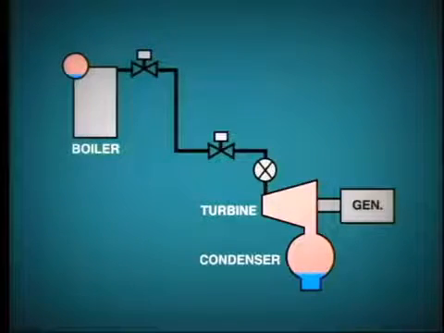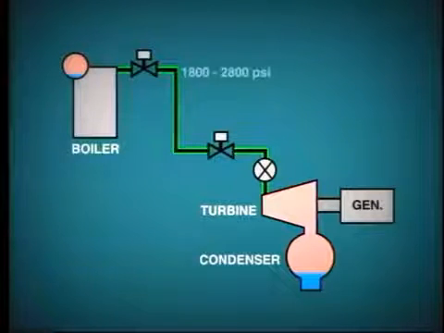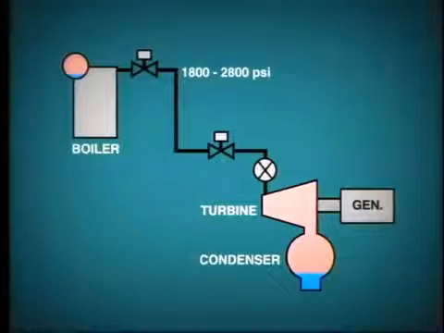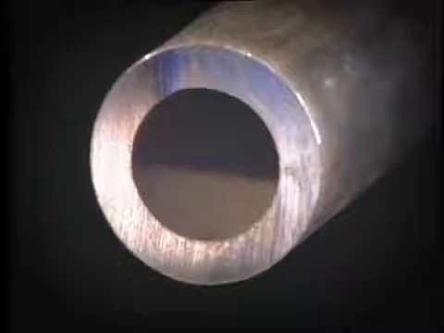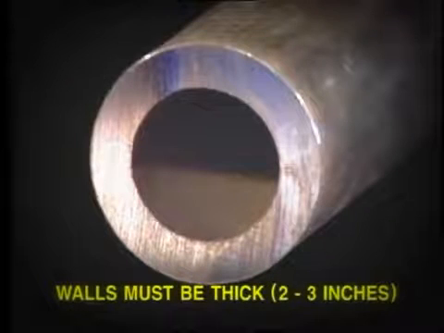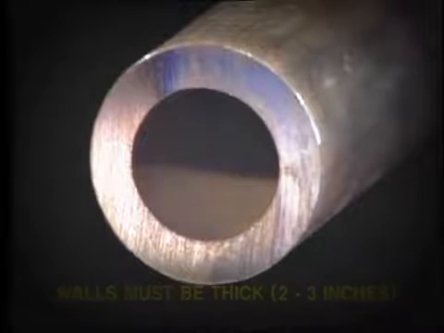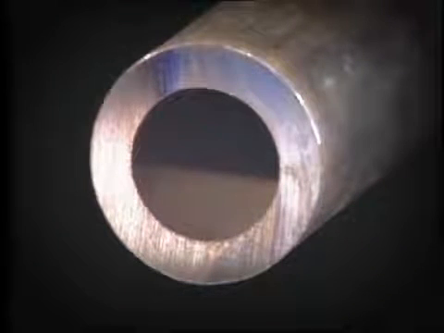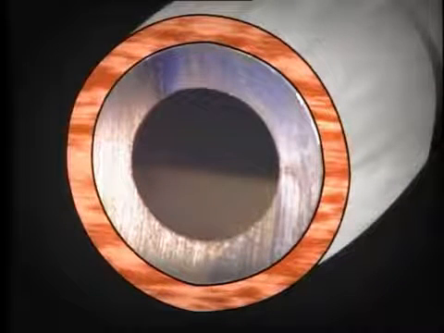The main steam circuit is relatively simple, with one line passing from the boiler outlet to the turbine inlet. For a modern power plant, the steam pressure will probably be within the range of 1,800 to 2,800 psi. In order to withstand this high pressure, the walls of the pipework must be thick, perhaps 2 to 3 inches, depending upon the pipe diameter. The steel alloy materials containing chrome and molybdenum are selected to withstand the stresses imposed by the high temperature operation. A thick layer of heat insulation is placed around the pipe to prevent heat loss to atmosphere.